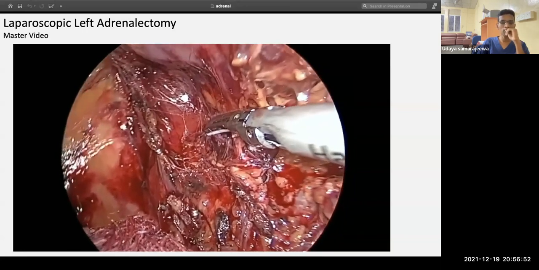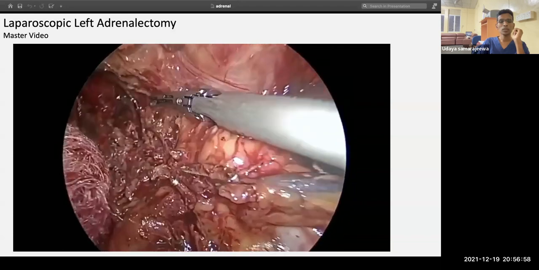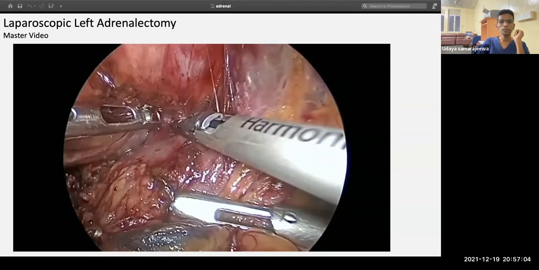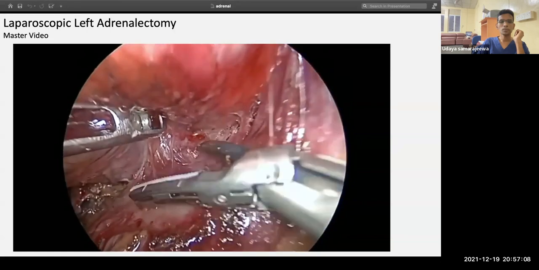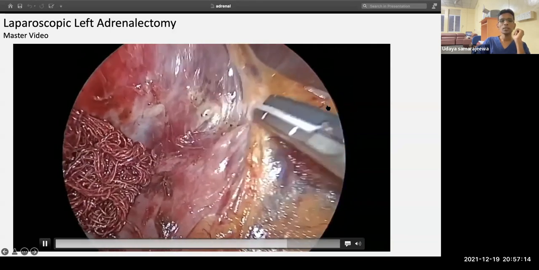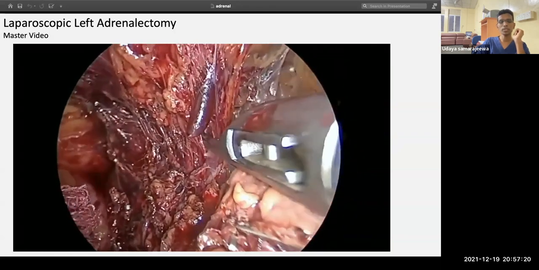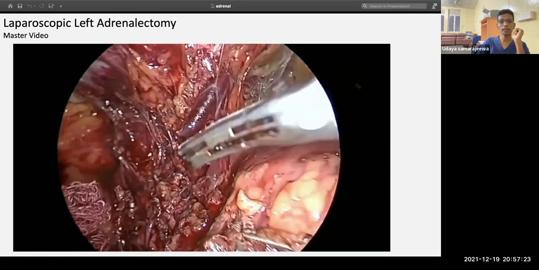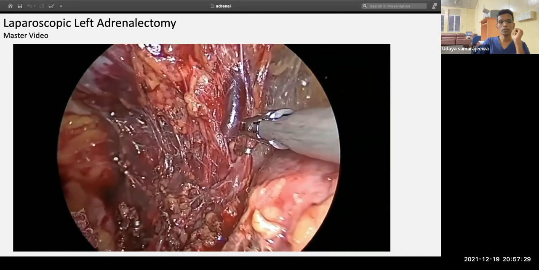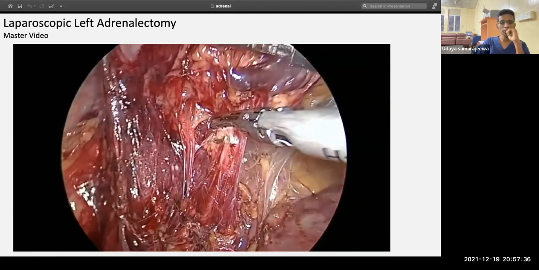Tiny vessels can actually be taken over with the harmonic. You need to clip them. We have a few more minutes. Now we are actually dissecting the lateral aspect. You can see lateral, and this is some small vessels in the posterior. You can see an artery there. So stay in the tissue plane, that is the principle.